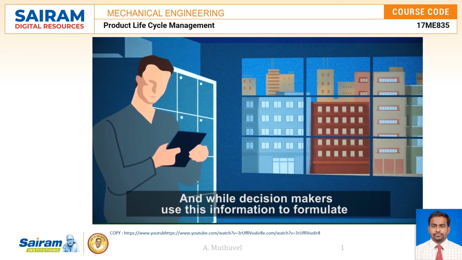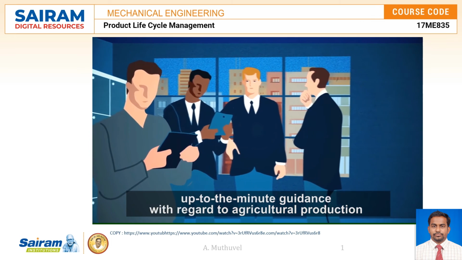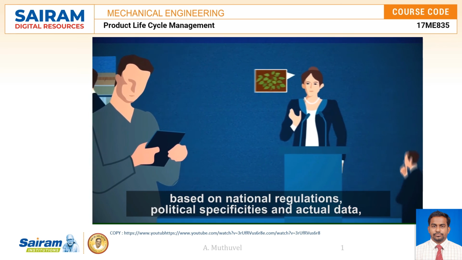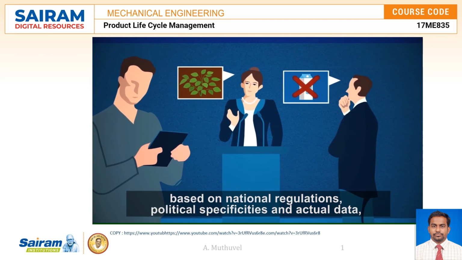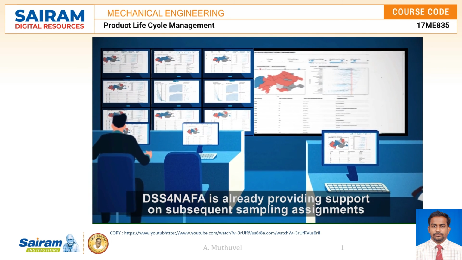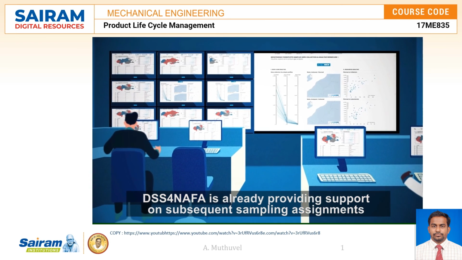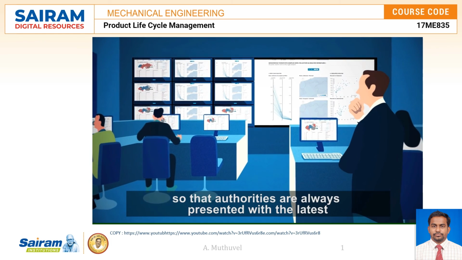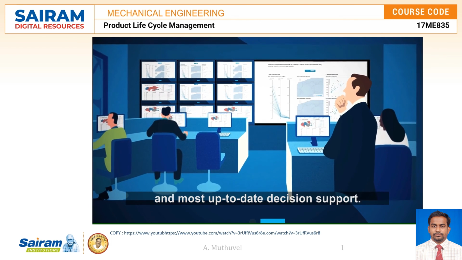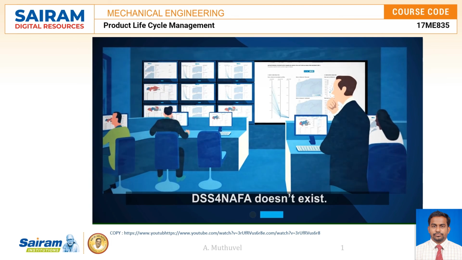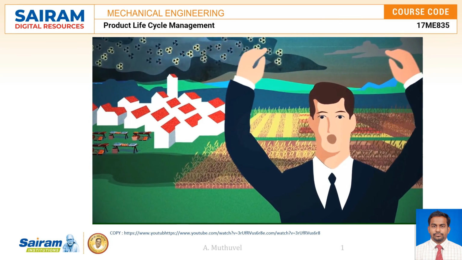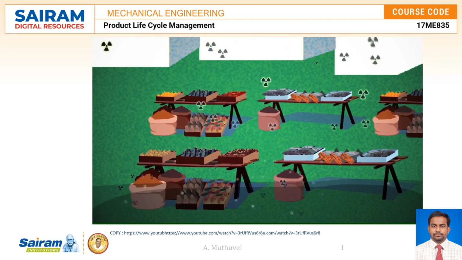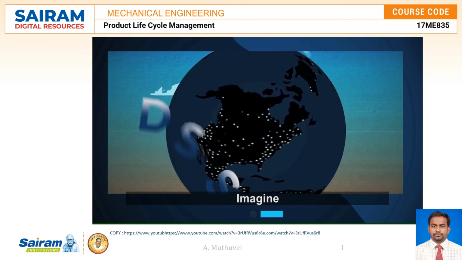And while decision makers use this information to formulate up-to-the-minute guidance with regard to agricultural production or food consumption restrictions based on national regulations, political specificities and actual data, DSS for NAFA is already providing support on subsequent sampling assignments and continues the data acquisition process so that authorities are always presented with the latest and most up-to-date decision support. Imagine DSS for NAFA doesn't exist. Imagine it does.